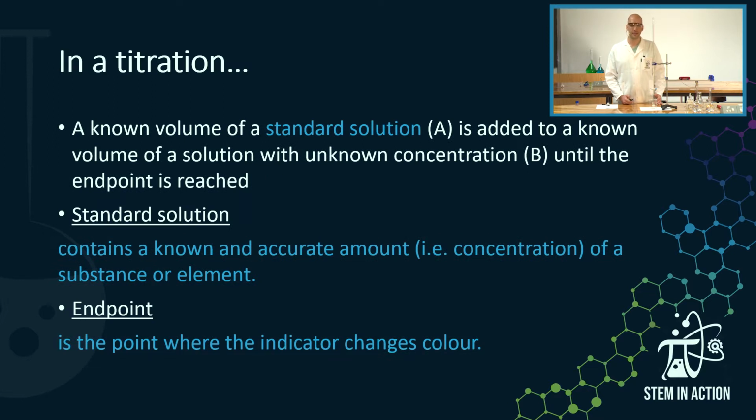In a titration, a known volume of standard solution A is added to a known volume of a solution of unknown concentration until the endpoint is reached. Now you want to know what a standard solution is. A standard solution contains a known or an accurate amount of a substance or an element. In this case, our substance is sodium hydroxide.